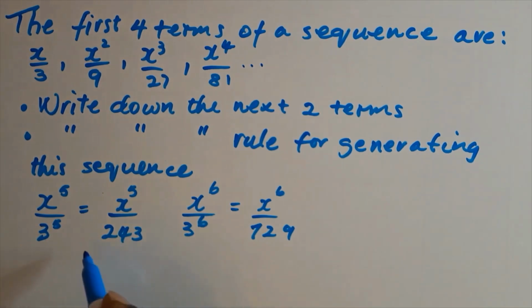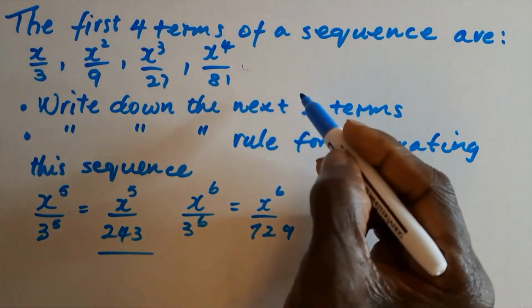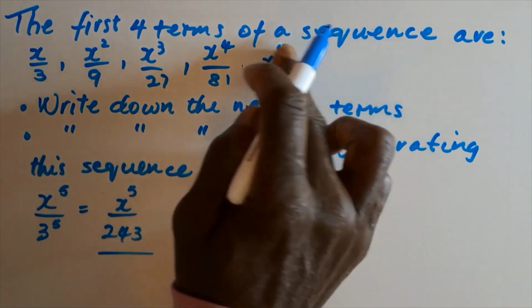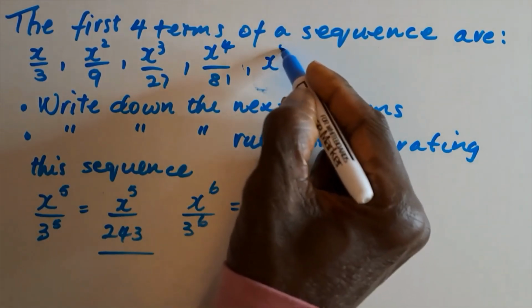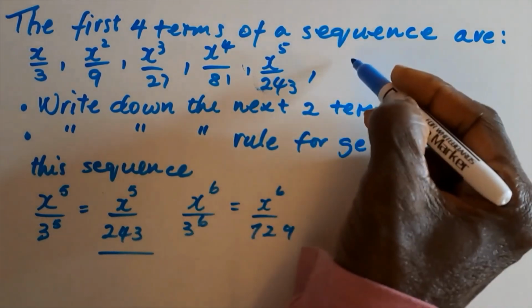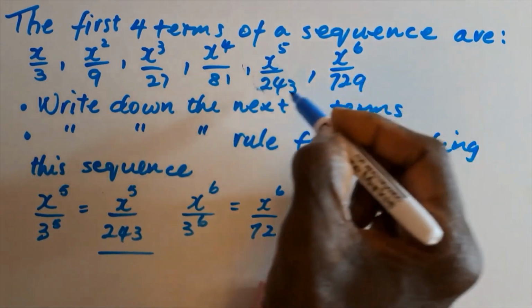Right, so those are the two terms, x to the 5th over 243 and x to the 6th over 729. Just write them alongside here. So we have x to the 5th over 243 and x to the 6th over 729.